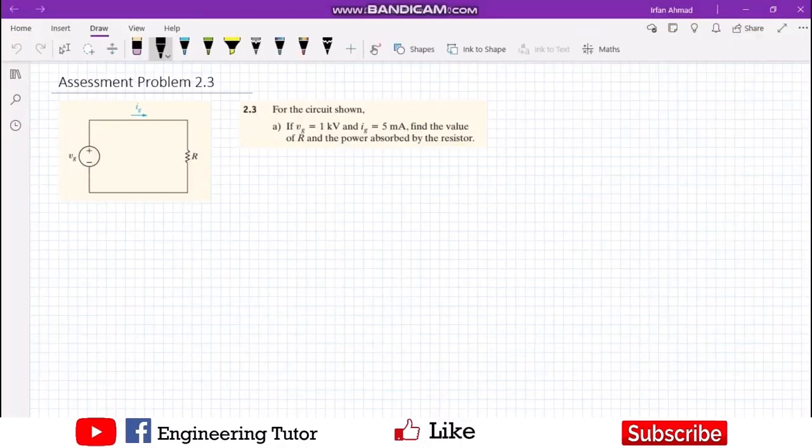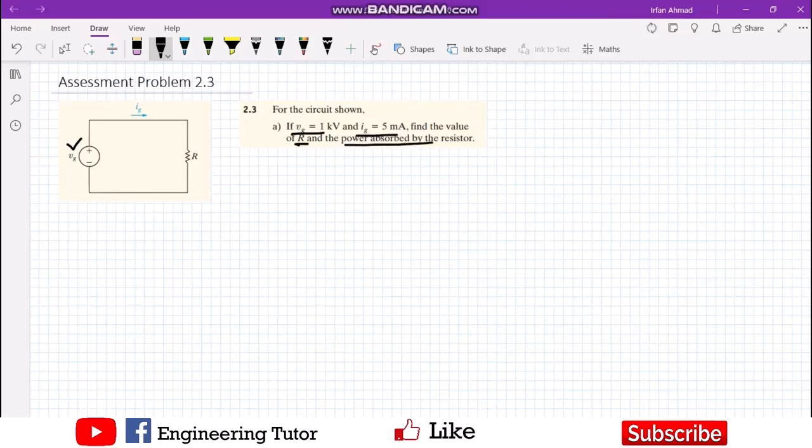So this is our first problem related to DC circuits. What is the question statement that is given here? For the circuit given here, we have to find the value of R if the value of Vg is given and the value of current is given, and we have to find the power absorbed by the resistor.